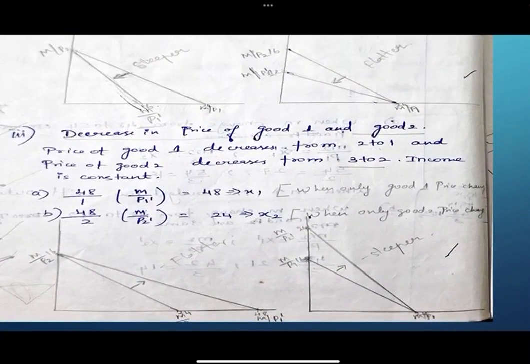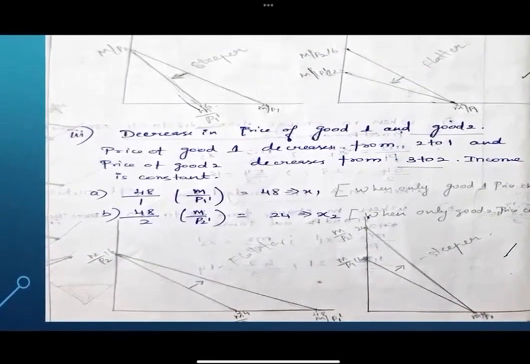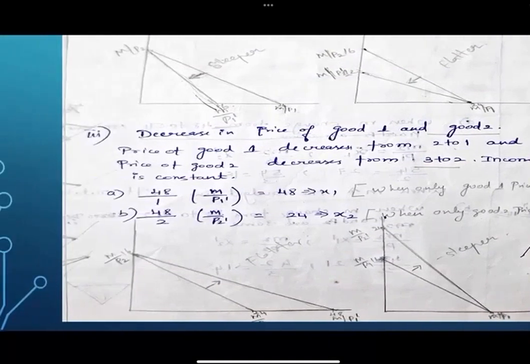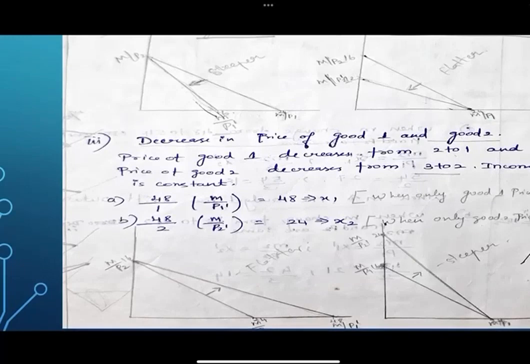Similarly, if the price of good 2 decreases, you will increase the consumption of good 2, but your consumption of good 1 remains constant. So this is what M by P1 is. So how to find the units? See, the formula for finding units of good 1 and good 2: if you want to find the units of good 1, that is M by P1. If you want to find the units of good 2, that is M by P2. Okay.